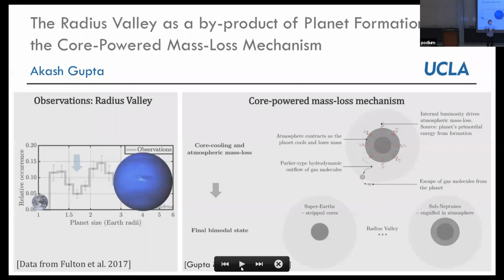Now, typically, this radius valley is understood as a result of photoevaporation, but something that we have been able to demonstrate, and also Ginzburg et al. 2018, is that this radius valley can also result from atmospheric mass loss due to the luminosity of the planet itself. The source of the luminosity is the planet's primordial energy of formation.